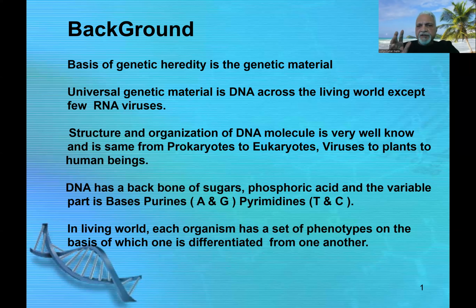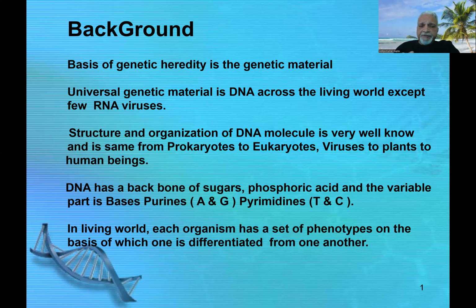Now, the variation is in the bases. That is, there are 4 types of bases: purines and pyrimidines, like adenine, guanosine. Pyrimidine is thymidine and cytosine. So these 4 bases, A, T, G, C, are basically the differential factors, you can say, of the genetic material. So it is the arrangement of this ATGC which decides what a gene is going to code for. Okay.